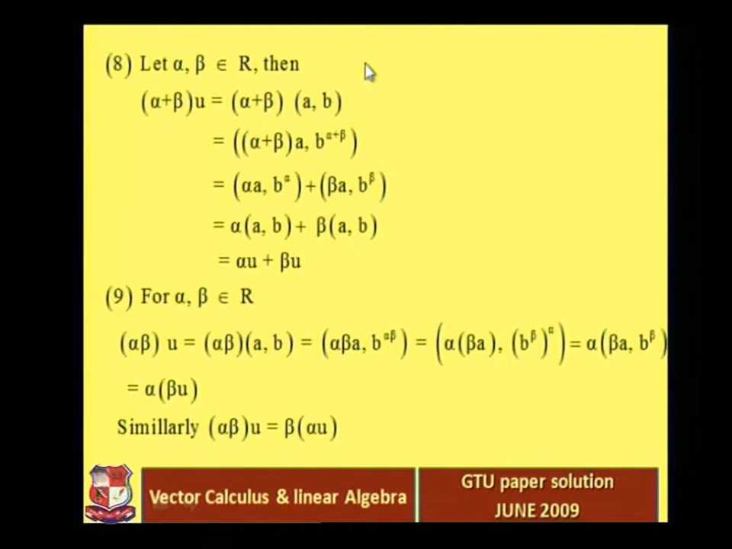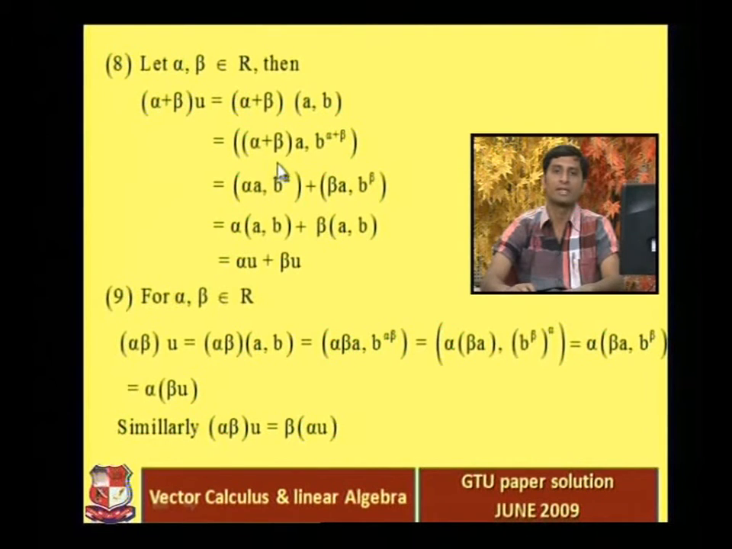Here is the next condition, 8. Let alpha, beta belong to R, then (alpha plus beta) into u is equal to (alpha plus beta) into (a, b), that is equal to ((alpha plus beta) into a, b raised to alpha plus beta). Alpha and beta are scalars, so alpha plus beta is also a scalar. So (alpha plus beta) into (a, b) can be written using the definition of scalar multiplication as ((alpha plus beta) into a, b raised to alpha plus beta). Now (alpha plus beta) into a can be written as alpha into a plus beta into a, and b raised to alpha plus beta can be expressed as b raised to alpha into b raised to beta.